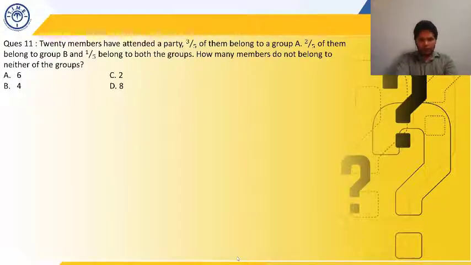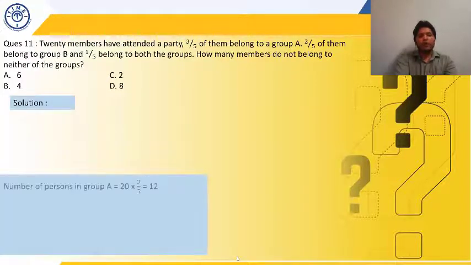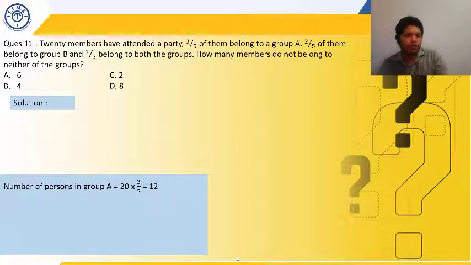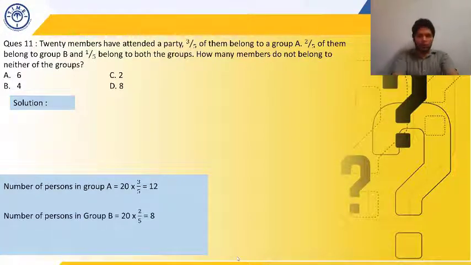Okay, so let's start. The total number of members is 20. Out of 20 members, how many persons belong to group A? 3/5 of the total. 3/5 of 20 is going to be 12. So 12 members belong to group A, and how many belong to group B? It is 2/5 of the total. So 2/5 of 20 is going to be 8. So 8 members belong to group B and 12 members belong to group A.